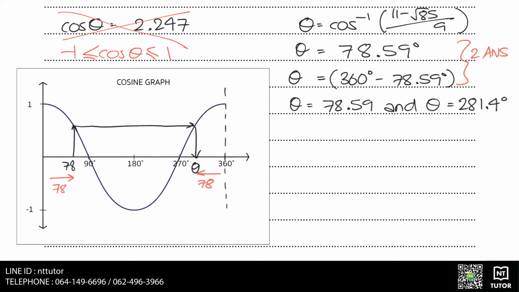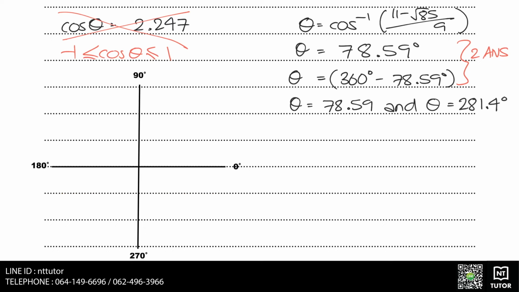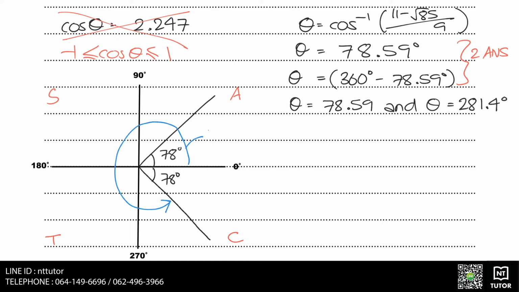We can also use the unit circle to find the other angle corresponding to the same cos value. 78 degrees is in the first quadrant. The other quadrant that will give the same cos value is over here. Therefore, the other angle corresponding to the same cos value must be 360 minus 78.59, and therefore gives the exact same answer as using the cosine graph.